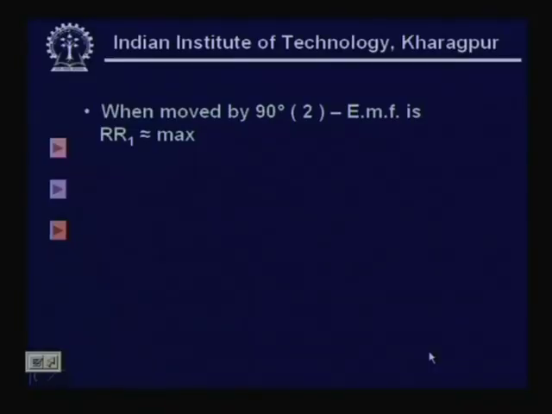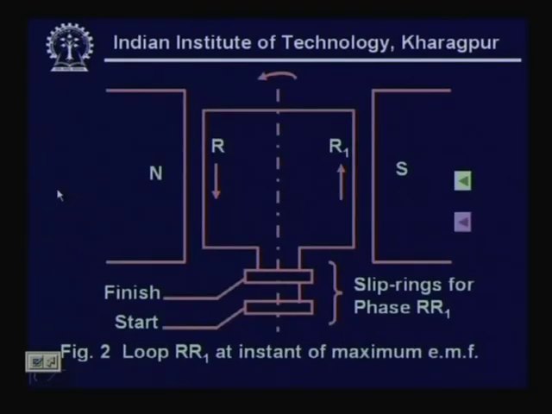Now, let us move RR1 by 90 degrees, then the EMF in RR1 is a maximum, and one could see this in figure 2. This is the situation where RR1 has moved and you find that it is cutting the maximum flux, the velocity vector is going to cut the maximum, so you have the maximum EMF generated.